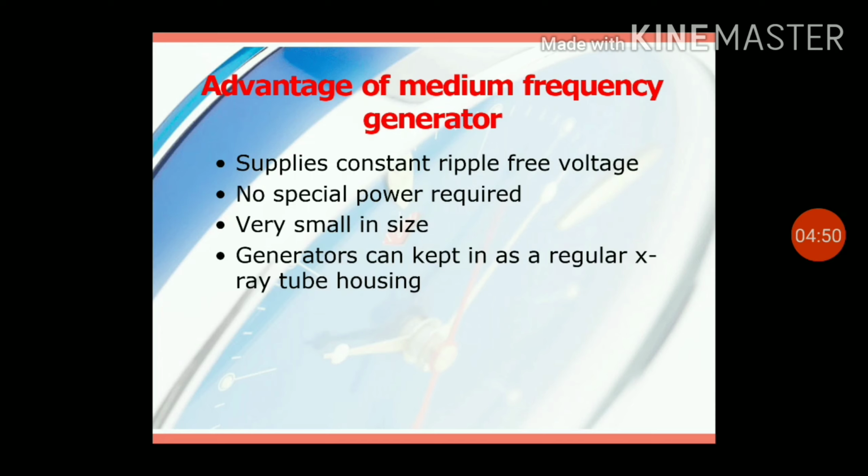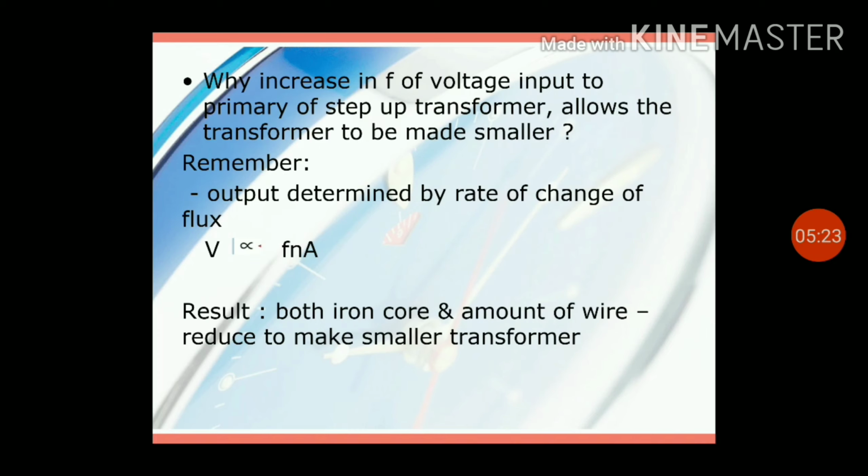Advantages of the medium frequency generator. A medium frequency generator supplies a constant, nearly ripple free voltage to the X-ray tube regardless of input power. No special power supply is required. These generators are very small in size, and they can be kept in a regular X-ray tube housing.